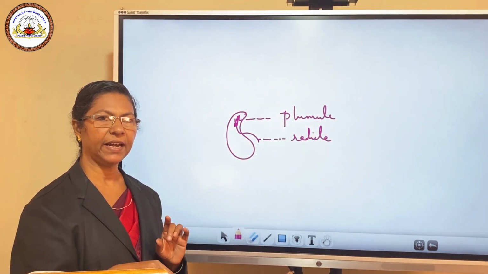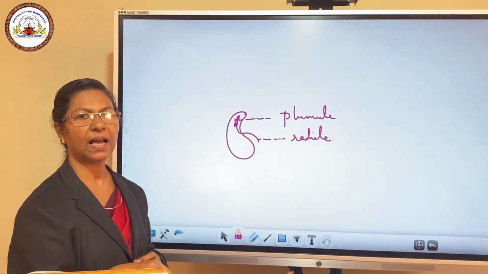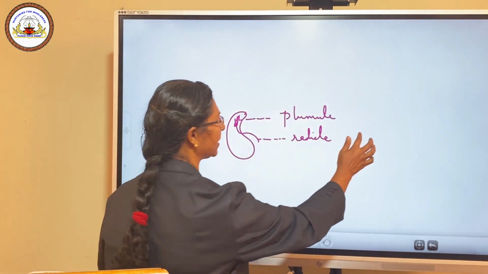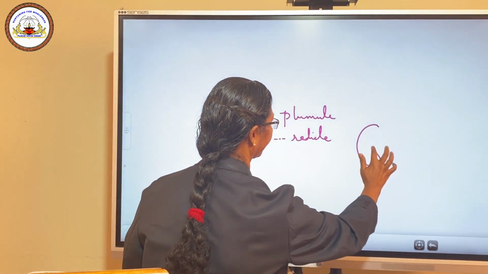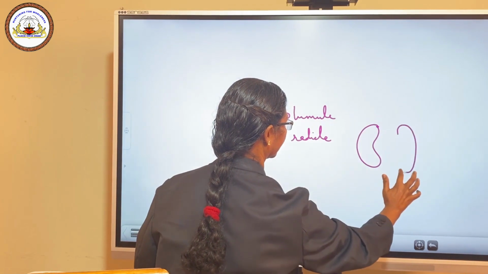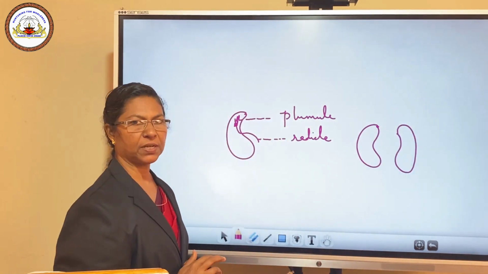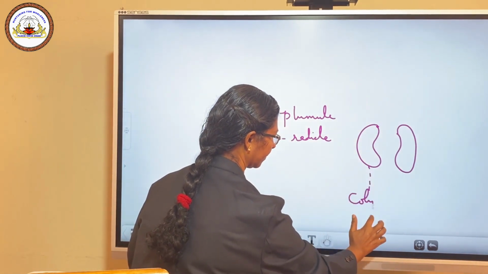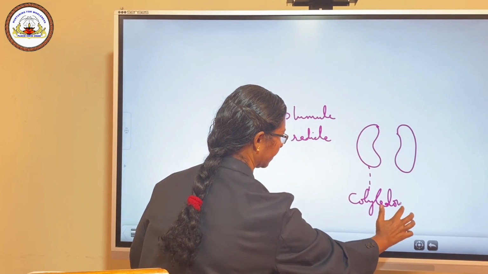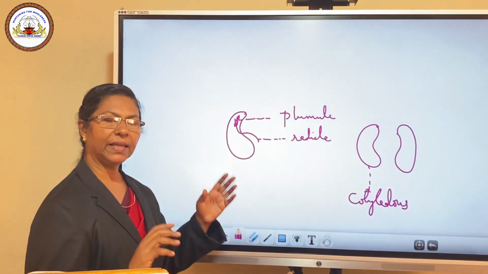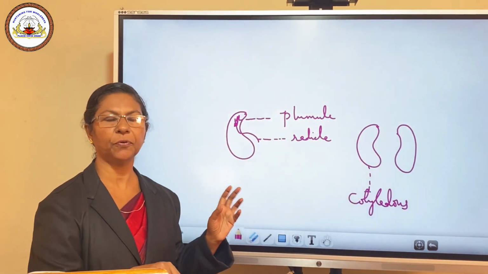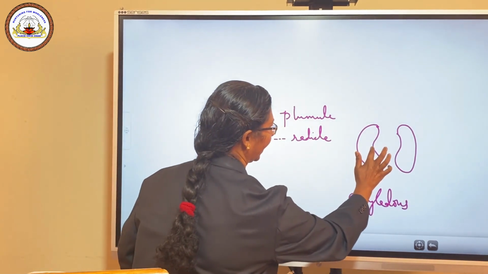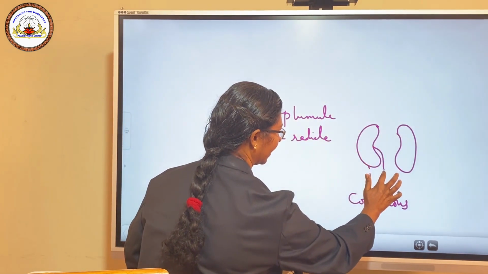When we prick the seed with a pin in the center, that is the hilum portion, it divides into two. We will get two portions like this. These two portions are known as cotyledons. And the cotyledon contains the food for the growing embryo. Inside the cotyledon we can see the radicle.